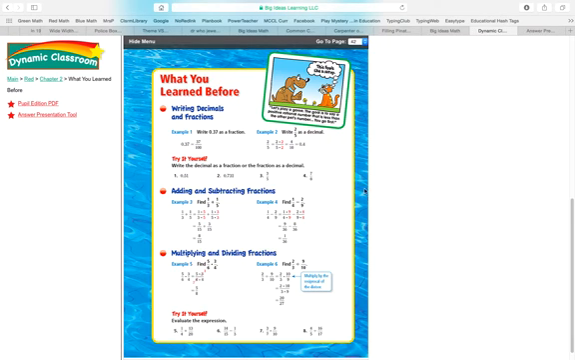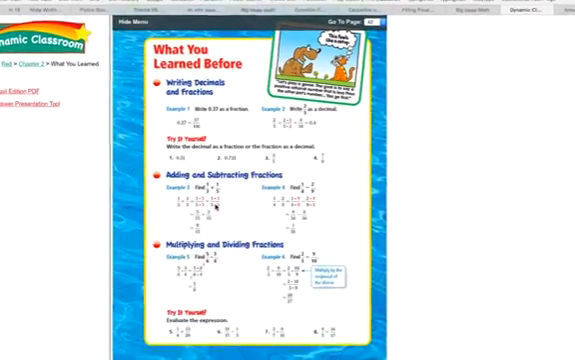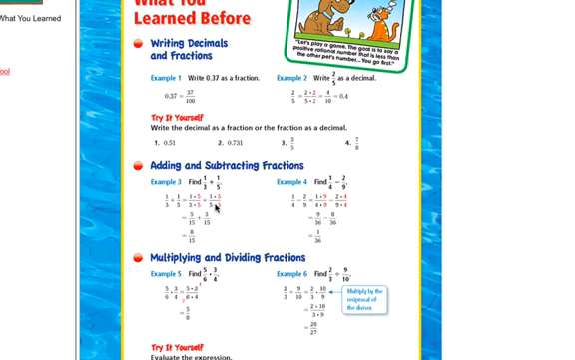Okay. All right, now adding and subtracting fractions. Here's an example. Let's see if I can make this a little bit bigger.